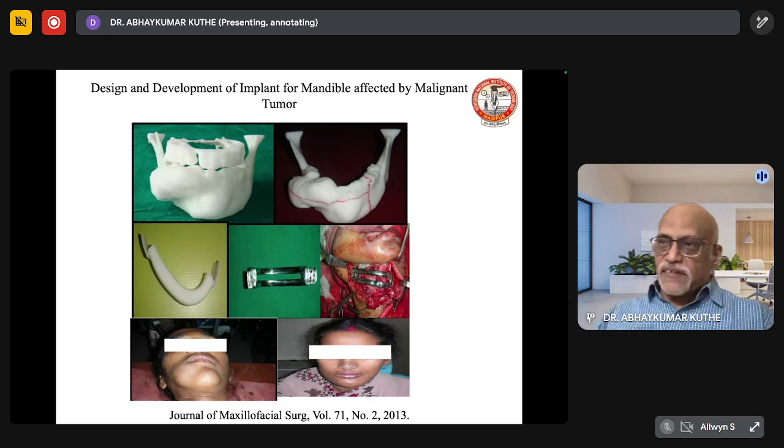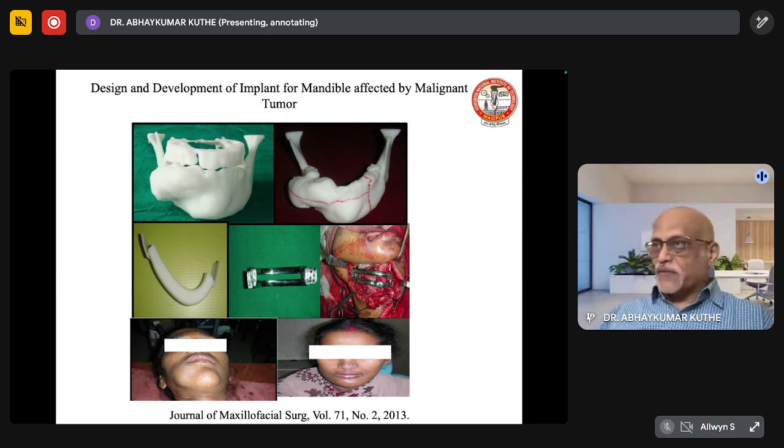But then when the part that has a tumor is resected, the face will get disturbed. It is what we call defacing. In that scenario, we need to develop an implant which will take care of the void that is formed because of the resection of the bone. And that's exactly what we had done. We have fitted this implant into the patient's body. The complete detail is presented in the Journal of Maxillofacial Surgery, volume 71, number 2, 2013.